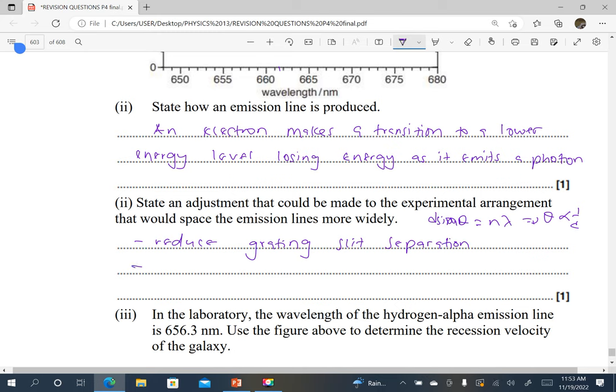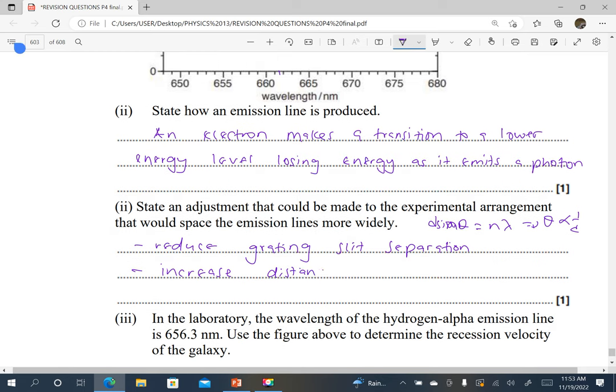Number two, if we move the screen further away from the grating, the lines also become more widely spaced, so we can increase the distance between the grating and the screen. This makes theta larger, and it makes the lines more widely spaced. If you move the screen further from the grating, the spectral lines appear to be moving further apart.